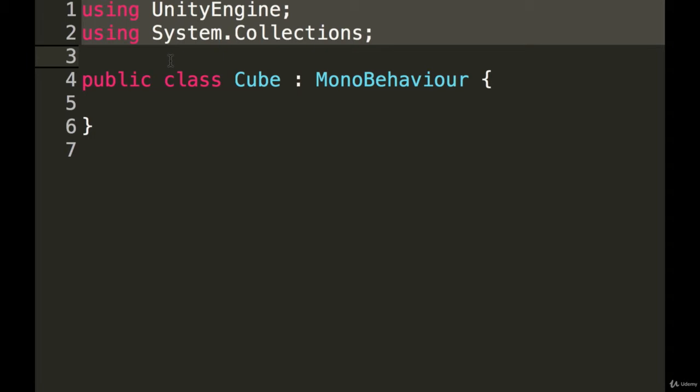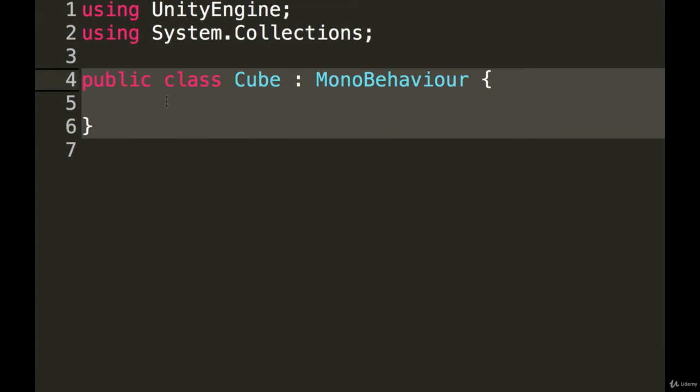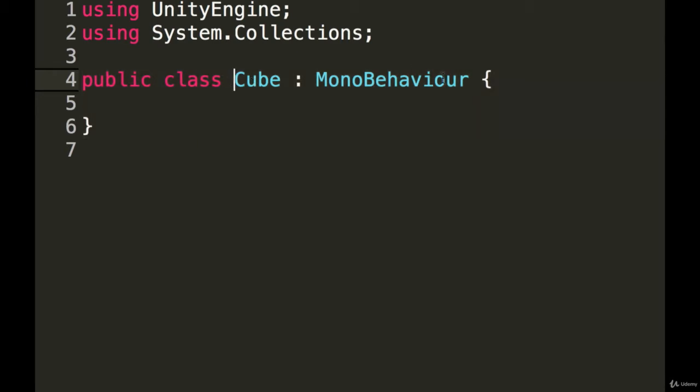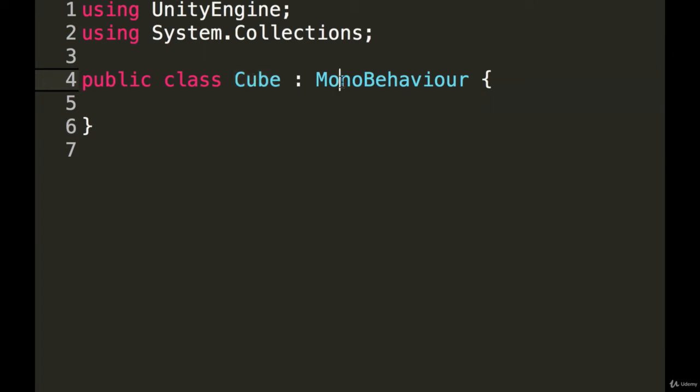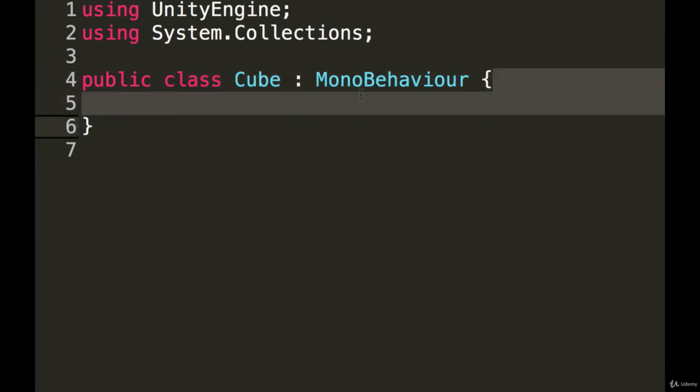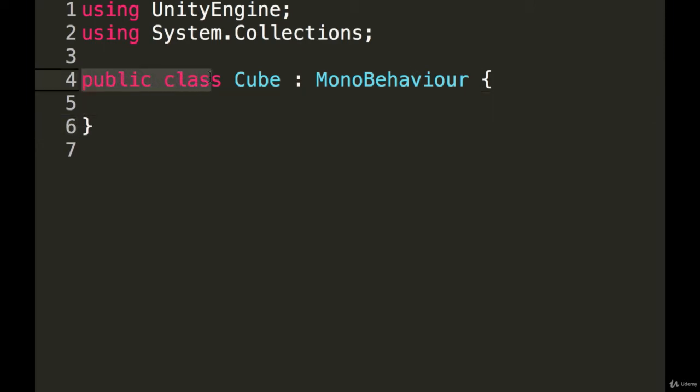So that's why we use these lines. Okay, and this block of code here is basically the definition of the cube class. Whatever we write between these curly braces is going to change how the cube behaves. These curly braces are basically defining the scope of this class. So here we say that we are defining a class called cube.